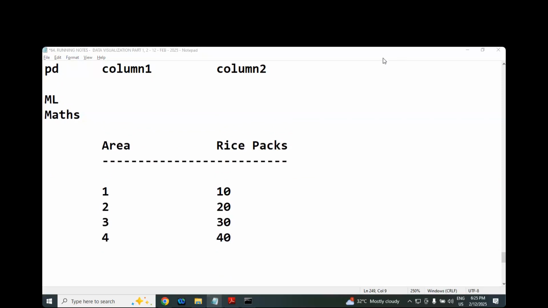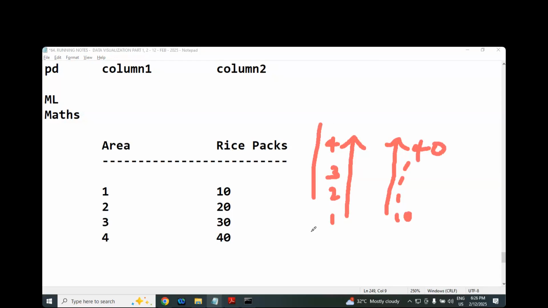What do you mean by relationship? Please make a note. Team, imagine area: the first value is 1, the second is 2, the third is 3, the fourth is 4. If area is increasing, automatically rice packs also increase. That is called a relationship. The first value is 10, and respectively the last value is 40. I'm pretty sure you understand.